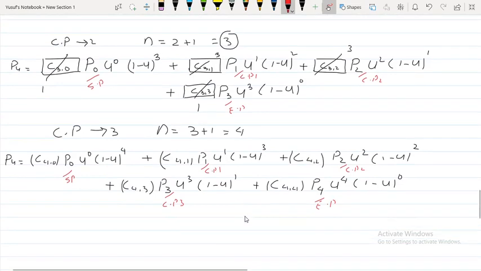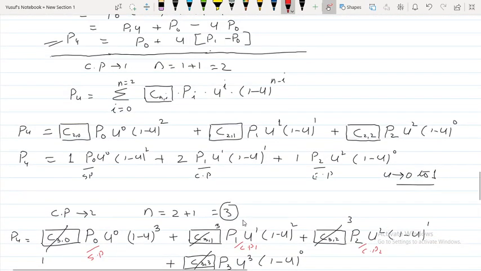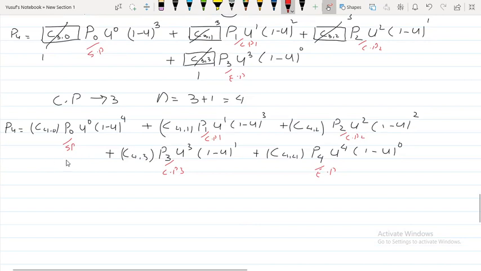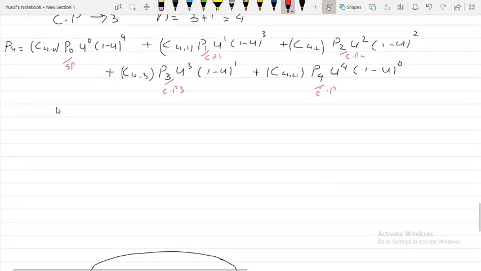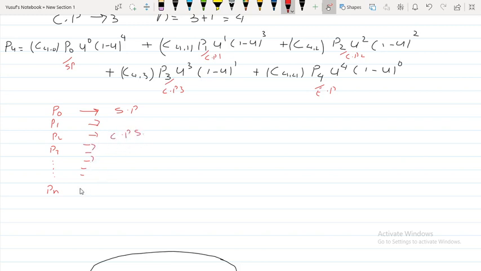Similarly, we can write for 4 control points or 5 control points. The sequence should be like this only. You can't change the sequence. Start point, then all control points, and at the end, you have to take the end point. So if you have to write the sequence of the points, it is P0, P1, P2, P3 up to Pn. The first point is always the start point, the in-between points are the control points, and the last point Pn is the end point.